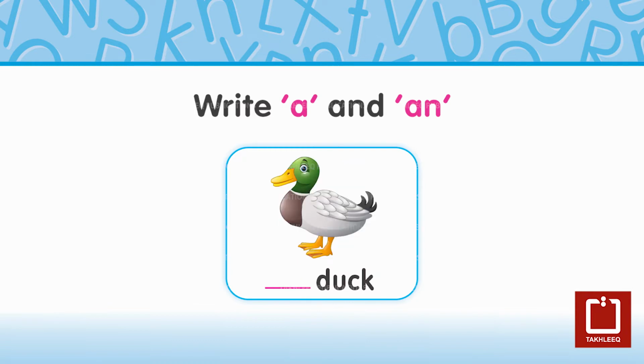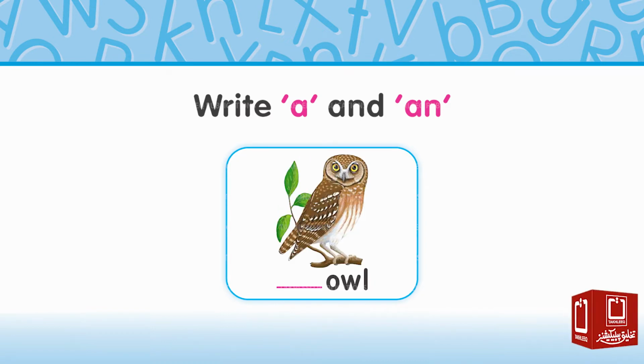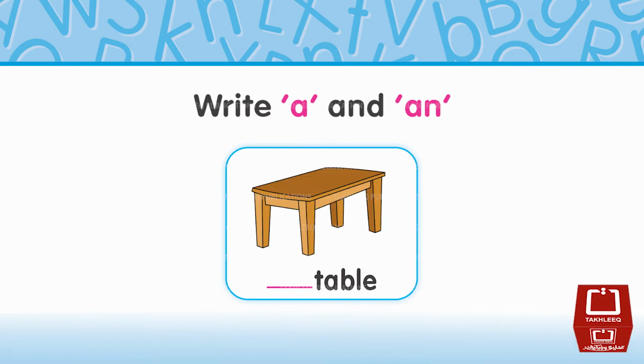Here is a word duck. Duck does not start with vowel, so we write here A. Here is a word owl. Owl starts with vowel O, so we write here N. Here is a word table. Table does not start with vowel, so we write here A.